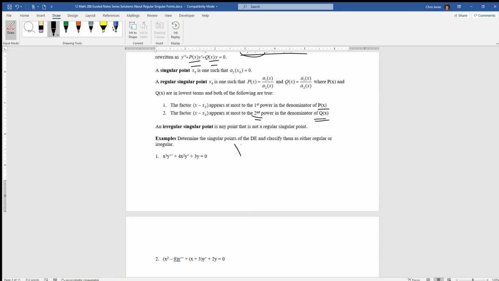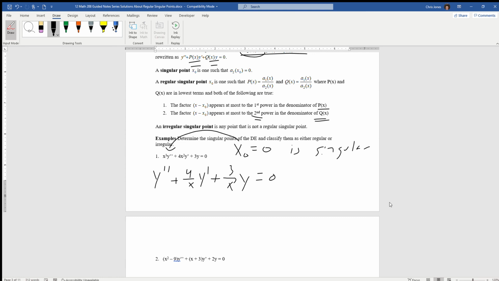Now, I think everybody can see that x sub naught equals 0 is singular. The reason it's singular is if we plug it back into x cubed, that's going to make y double prime go away. So that's pretty obvious. The question is, is it going to be regular or irregular? So let's divide everything by x cubed. If we divide everything by x cubed, we can rewrite this as y double prime plus 4 over x y prime plus 3 over x cubed y equals 0.